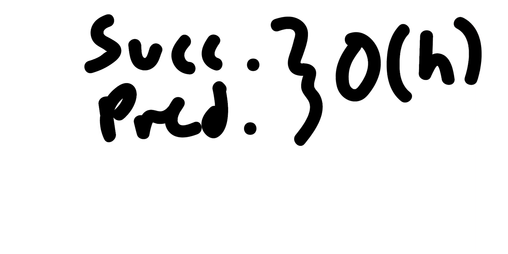So successor and predecessor are both O of H operations, right? So they take the same amount of time as the height of the tree in the worst case, or rather we should say they're upper bounded by the number of steps being the order of the height of the tree in the worst case. Okay, so we sort of understand that much.